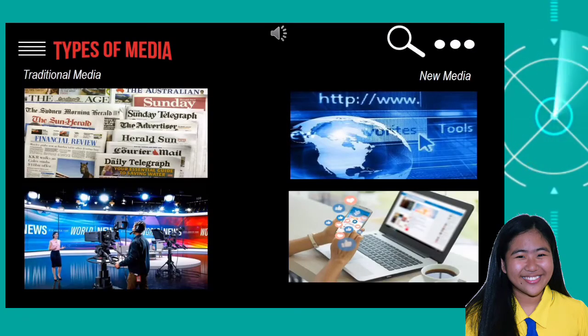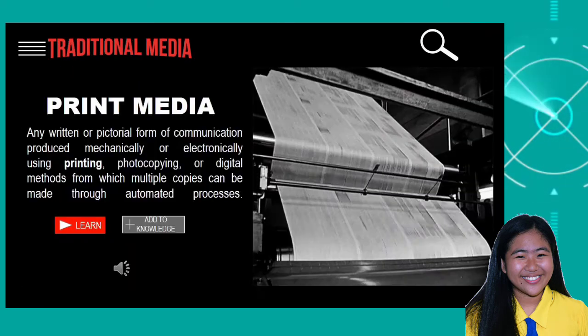There are 3 major identified types of media. However, it can also be categorized into 2, namely traditional media and new media. Under traditional media are printed media and broadcast media. On the other hand, new media includes any content that is made available digitally that can be accessed using the internet. Let us discuss them one by one.